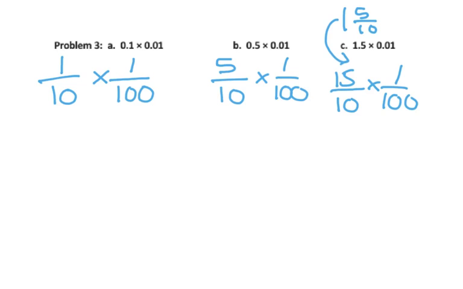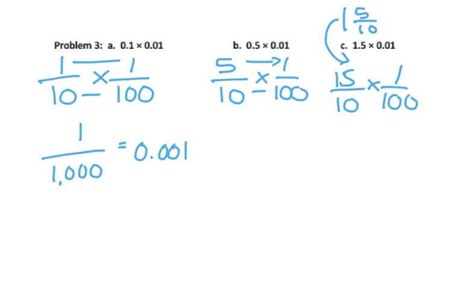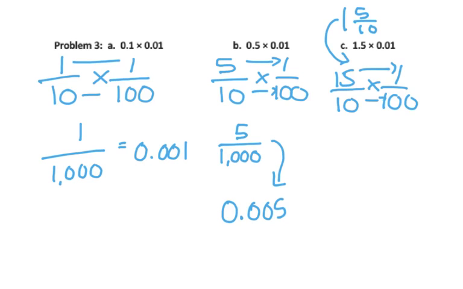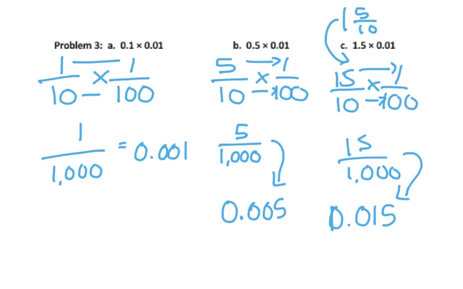So here I would get 1,000th. 1,000th is equal to 0.001. Here I would get 5,000ths, which is equal to 0.005. And lastly, when I multiply, I get 15,000ths, which is equal to 0.015.